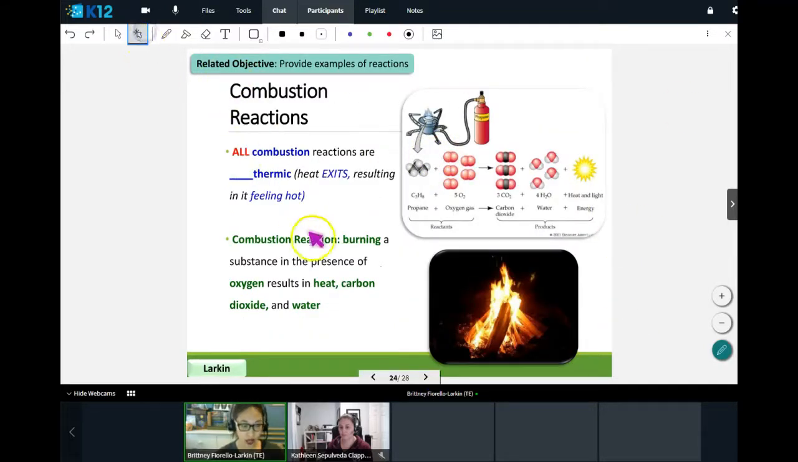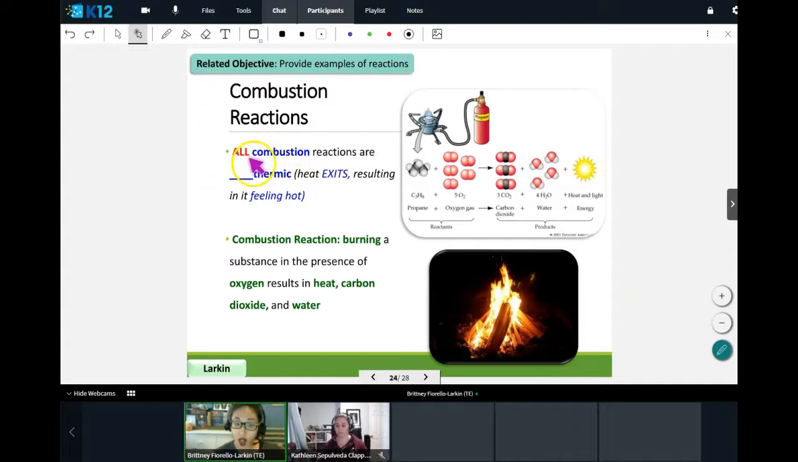All combustion reactions are going to be the same type. So a combustion reaction occurs when we have a substance that gets burned in the presence of oxygen, resulting in heat, resulting in carbon dioxide and water being formed. Again, different chemicals being formed. So for example, propane can be burned to form these different things. Tell me in the chat box, all right, so all combustion reactions, what type do you think they will be? Endo or exothermic? Think about if they're releasing heat into the environment and feeling hot, what is this going to be?